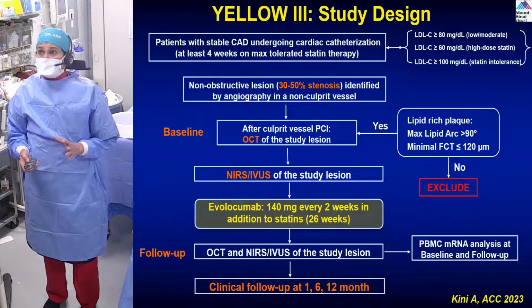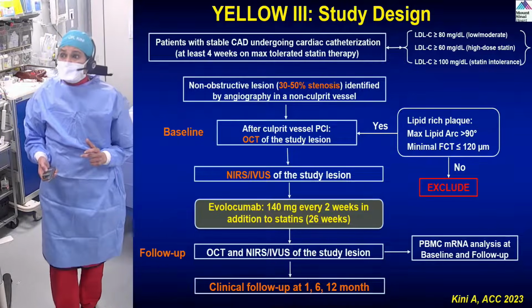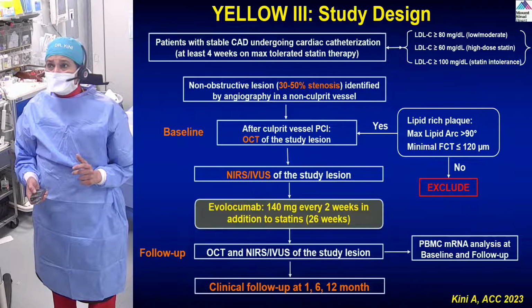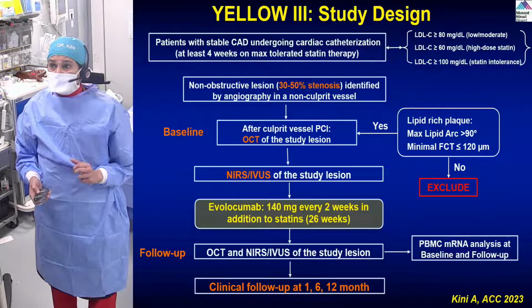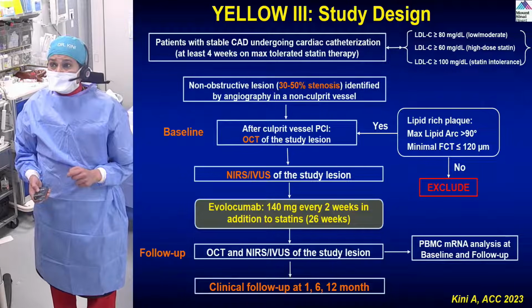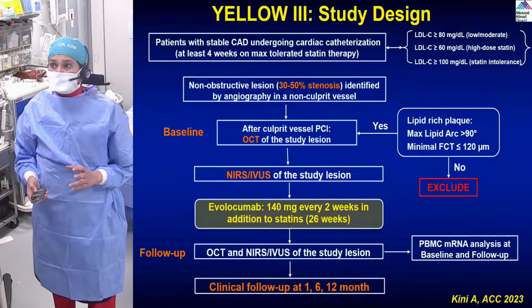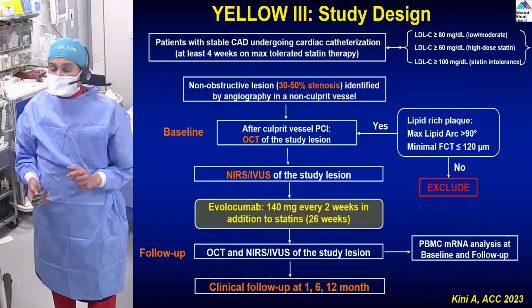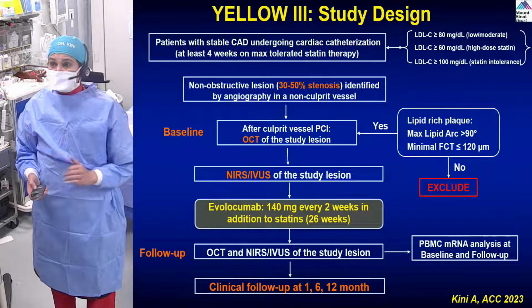Stable CAD patients had to be on statin for 4 weeks. If they were on low to moderate statin, then LDL had to be more than 80. High-dose statin, LDL had to be more than 60. If they were statin intolerant, LDL had to be more than 100. When they had non-obstructive disease, that was the culprit vessel that we took for the study. We did OCT, and the entry criteria were very strict. We had to make sure there was a lipid-rich plaque. Lipid arc had to be more than 90, and fibrous cap thickness had to be less than 120. If we did not see that, patients were excluded.